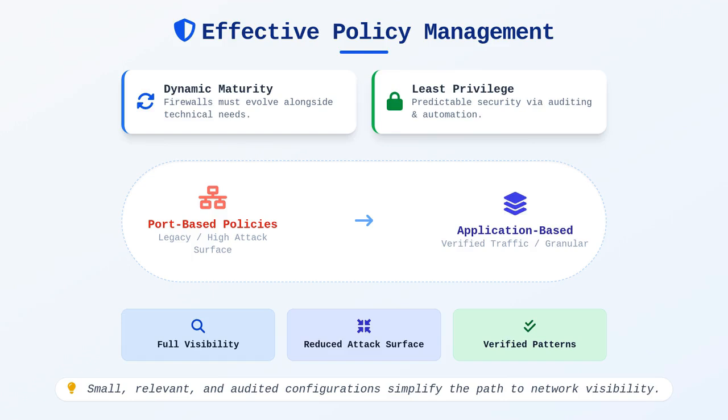Effective policy management requires that you view the firewall as a dynamic entity that matures alongside your organization's technical needs. When you consistently apply these auditing techniques and leverage automated translation tools, you ensure that your security environment remains predictable and aligned with the principle of least privilege. Always remember that the goal of moving from port-based to application-based policies is to reduce the attack surface by ensuring that only authorized, verified traffic patterns are permitted through your infrastructure.